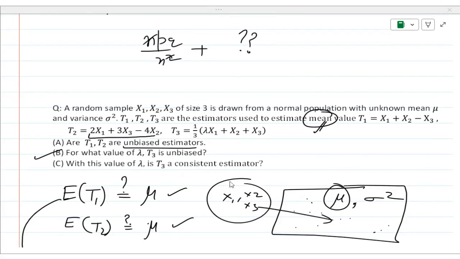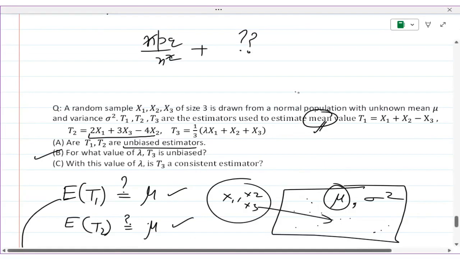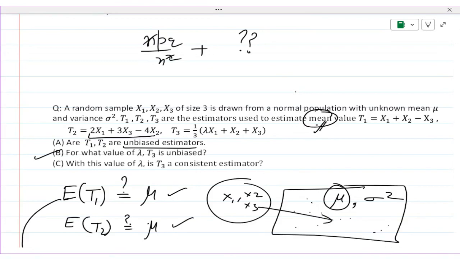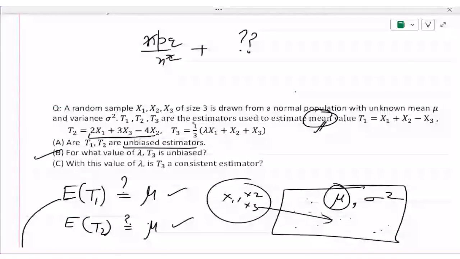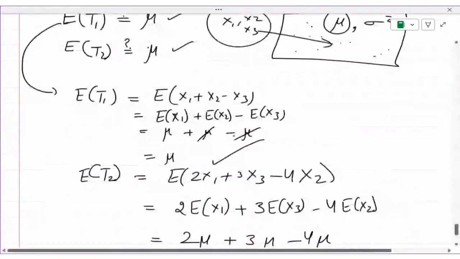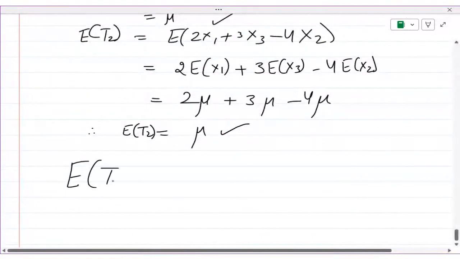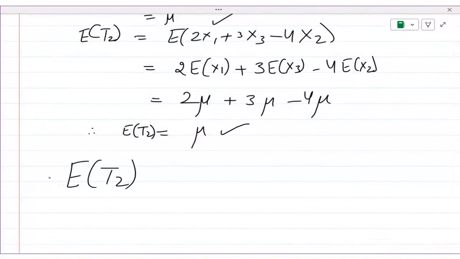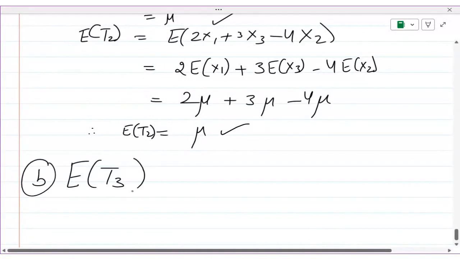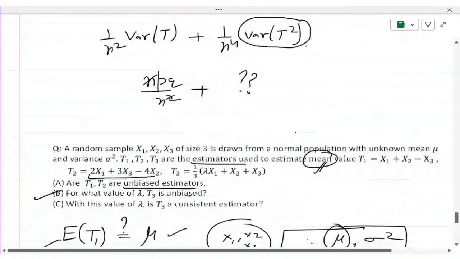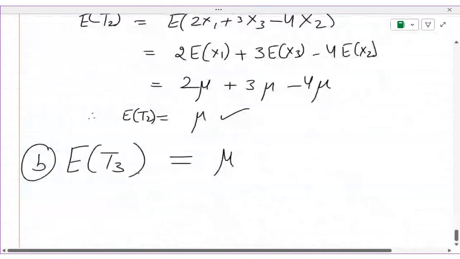Okay, so now let us see how to do it. They are asking for which value of lambda T3 will be unbiased. So T3 will be unbiased means the expected value of T3 should be equal to the mean, because these are used to estimate the mean. These are the estimators of means, right? So we will find the expected value of this T3. So B part, expected value of T3, and we will show it will be equal to mu, because you are told that this T3 is unbiased and we have to find lambda. For what value of lambda it will be unbiased. So if it is unbiased, then its expectation should be equal to mu.